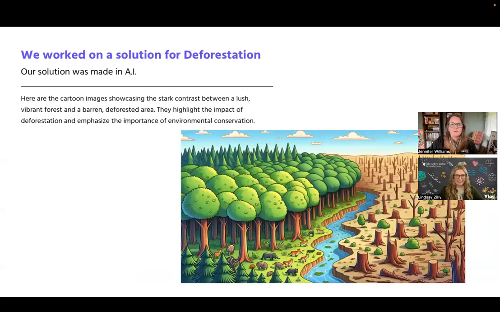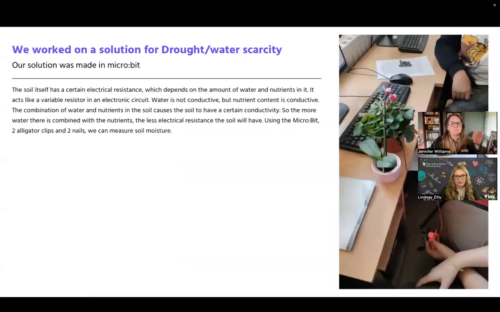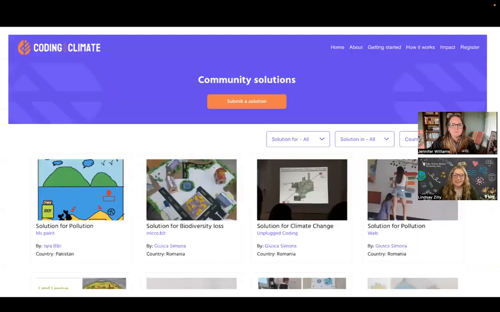AI, another big one for this year. This is a classroom. They created cartoon images showcasing, you can see that stark contrast, even physically divided by a river, a lush, vibrant forest on one side and a barren, deforested area on the other. So they used AI prompts to generate this image. And then this group using micro:bit, also looking at drought and water scarcity. So all different types of solutions that are being submitted.